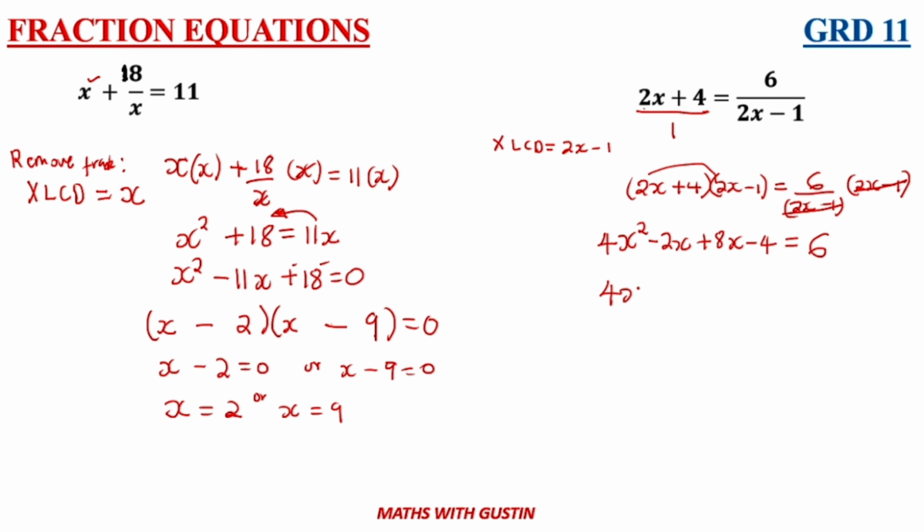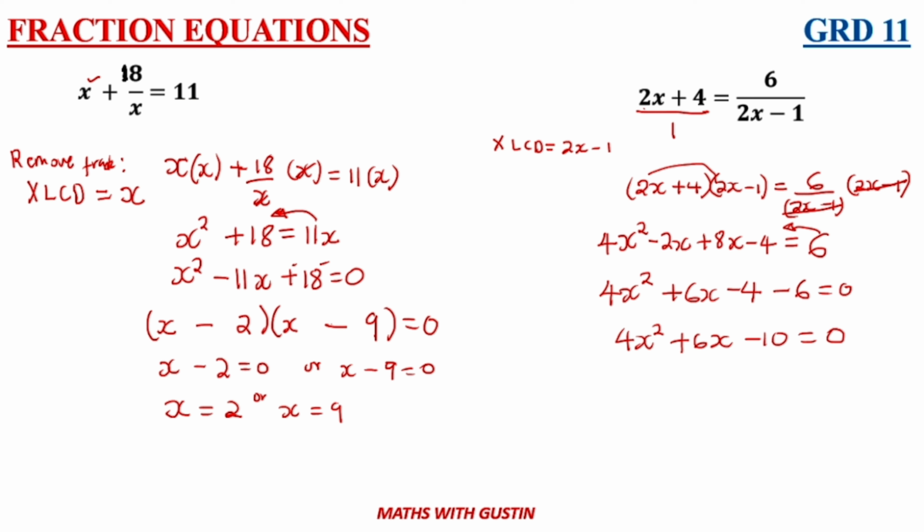Let's simplify this. 4x squared, negative 2x plus 8x is plus 6x, minus 4, and then you take 6 to that side, giving negative 6 equals 0. Simplifying further, we have 4x squared plus 6x minus 10 equals 0.